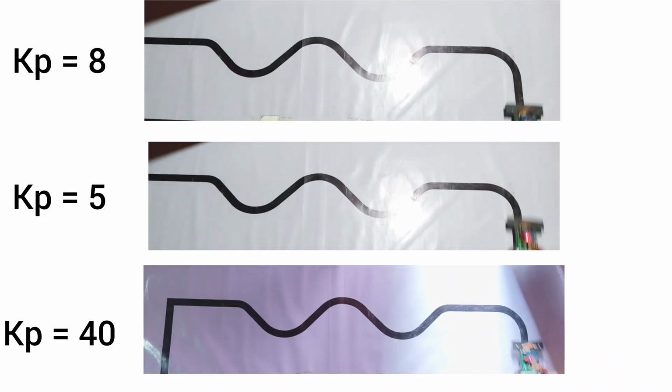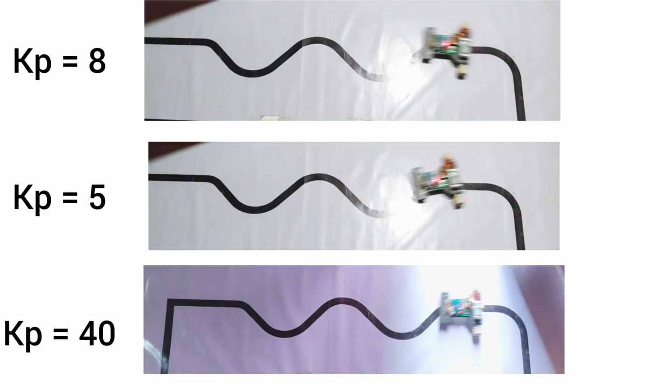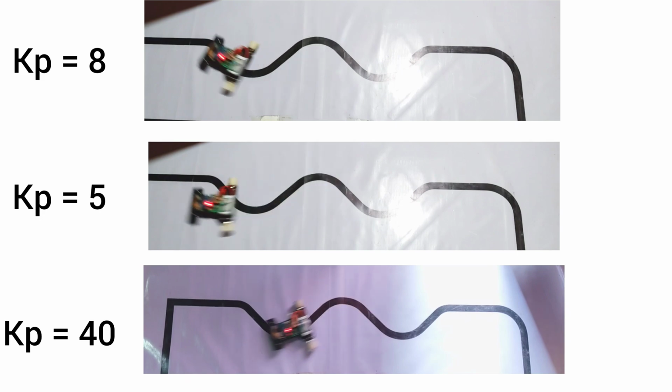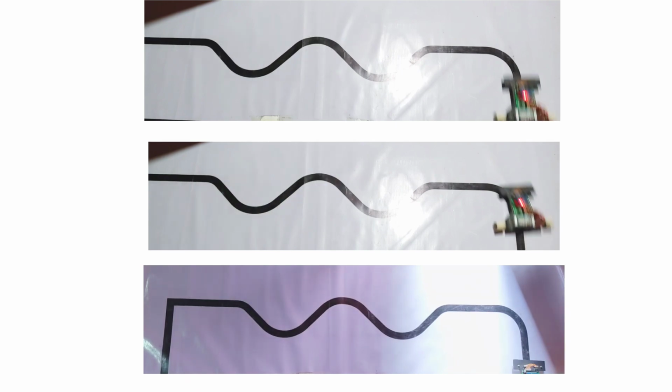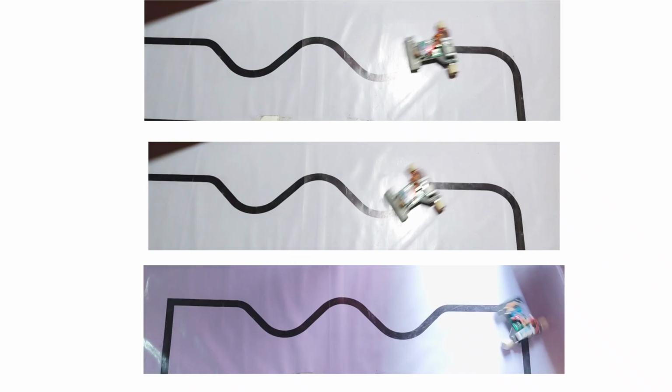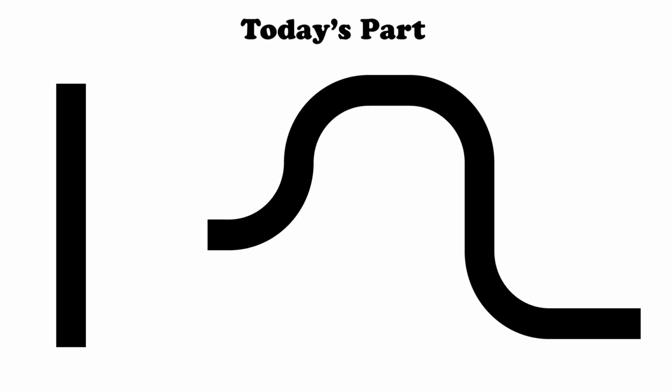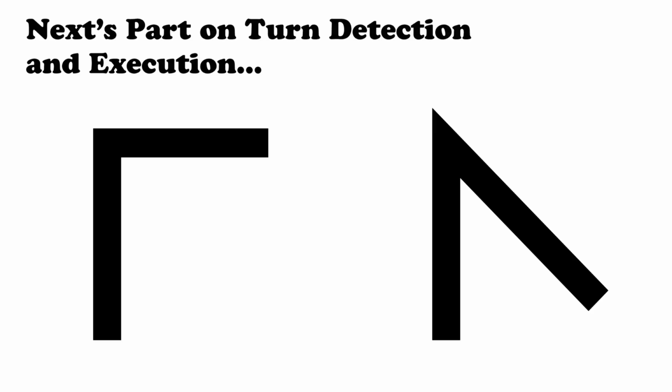When reviewing the runs in slow motion, the differences between the three KP values were very clear. From this experiment, I hope you now understand the role of the KP value in line following. You'll need to fine-tune and adjust it to find the most suitable setting for your own robot. Keep in mind, this test was only for straight line following. In upcoming parts, we'll move on to handling turns and executing them properly.